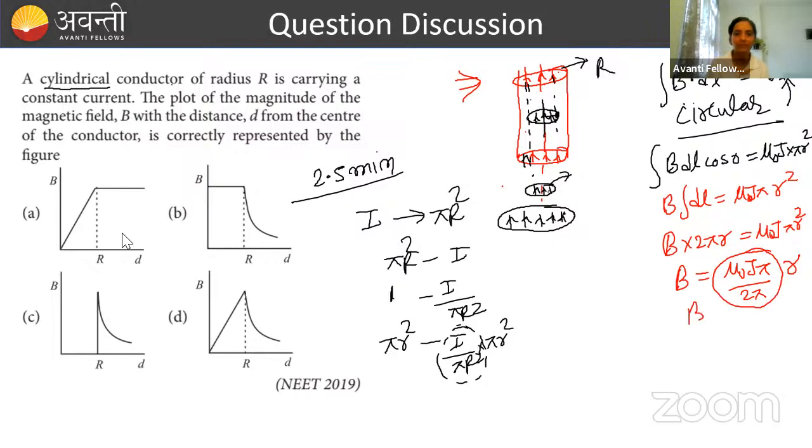So B is directly proportional to r if the point is lying inside the cylinder, right? So for inside, B is directly proportional to r. It means the graph will be what? A straight line, right? So initially the graph is a straight line. तो यहाँ पे देख लो, B constant नहीं रहेगा, B will change with r, but proportionately it will change. So a straight line curve starting from the origin, either this can be true or this can be true.